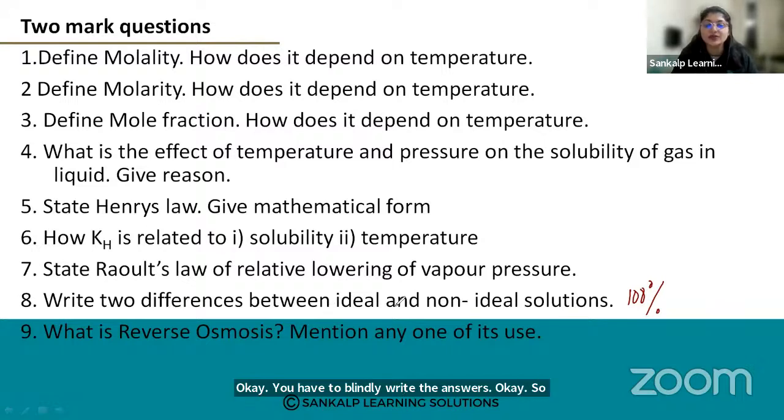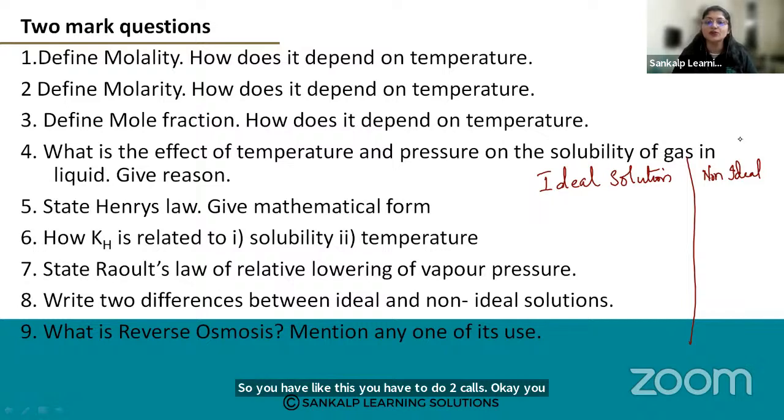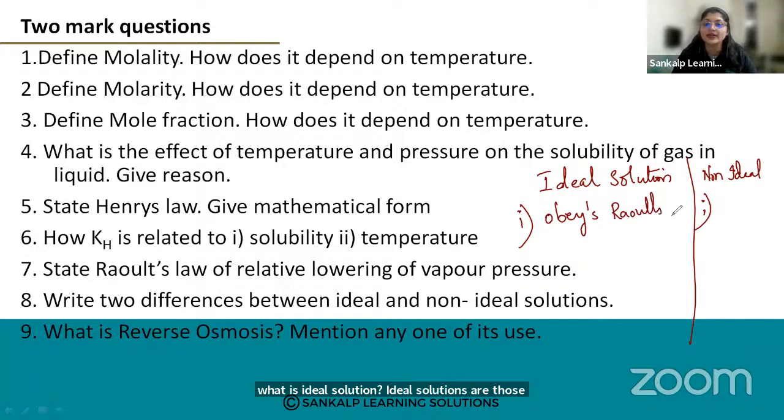So what are the differences between ideal and non-ideal solutions? The main thing first, you have to make two columns. In one column write ideal solution, and in another column write non-ideal solution. Then write the points. How will you write the points? What is an ideal solution? Ideal solutions are those solutions which obey Raoult's law. Now, what is a non-ideal solution? For this point, you have to write for non-ideal solution. So what is a non-ideal solution?